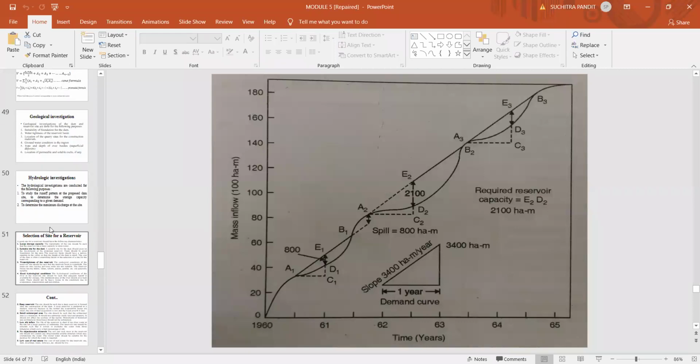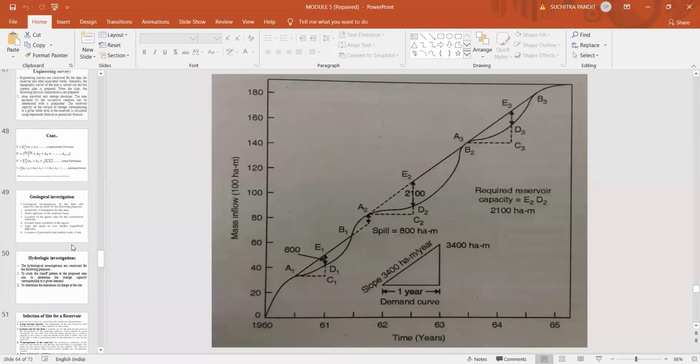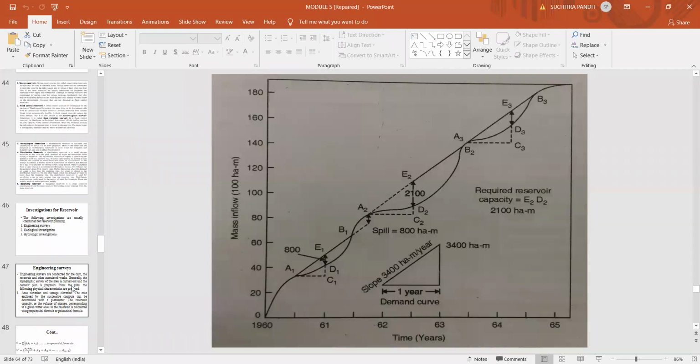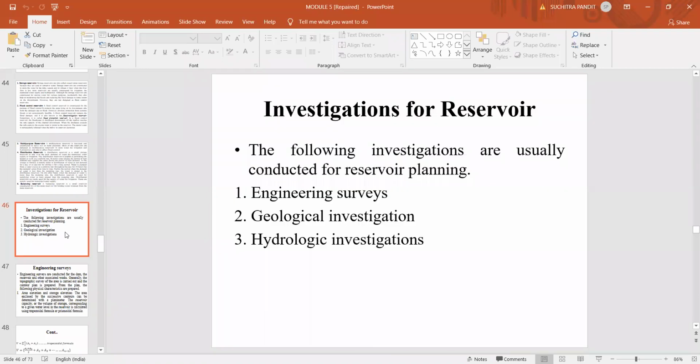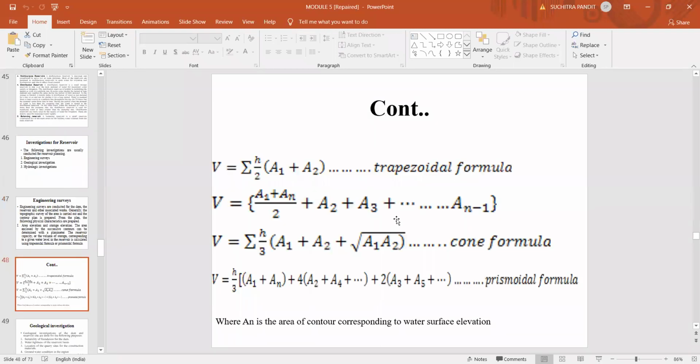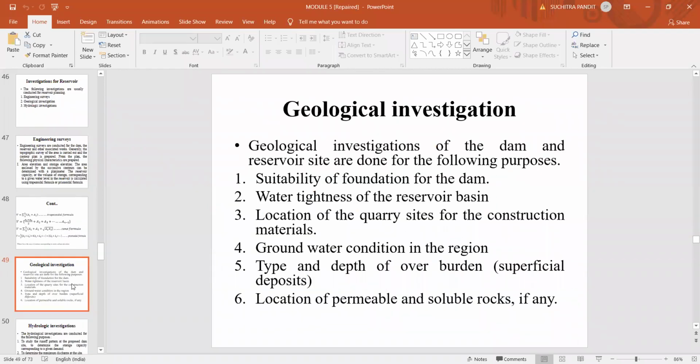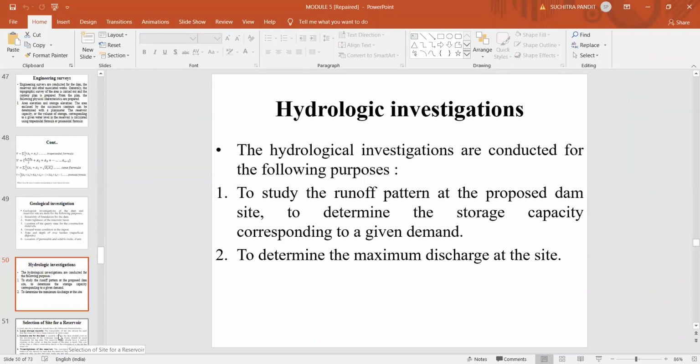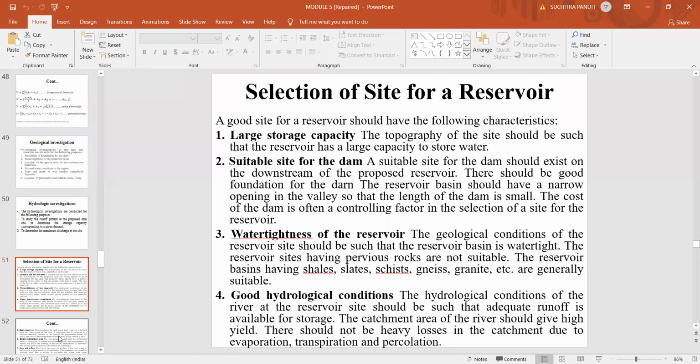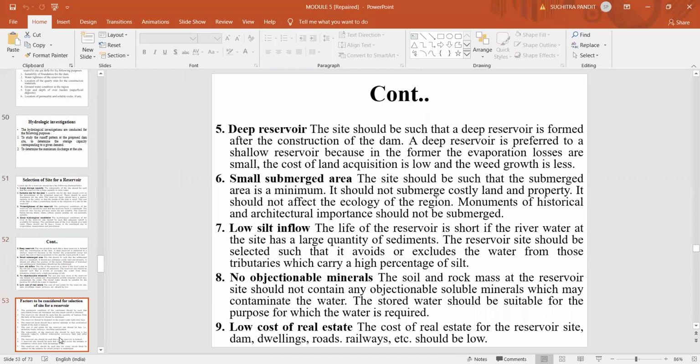So in module 5, every time you have this question: what are the investigations required for a reservoir. We have already discussed the engineering investigation, geological investigation, hydrological investigation, and how to calculate the water spread area by using the trapezoidal formula, cone formula, and prismoidal formula. And the importance of geological and hydrological investigation, and how to select a suitable site for a reservoir. These things are quite self-explanatory.